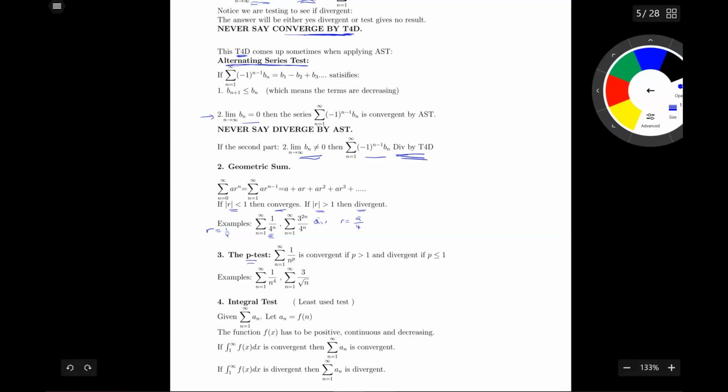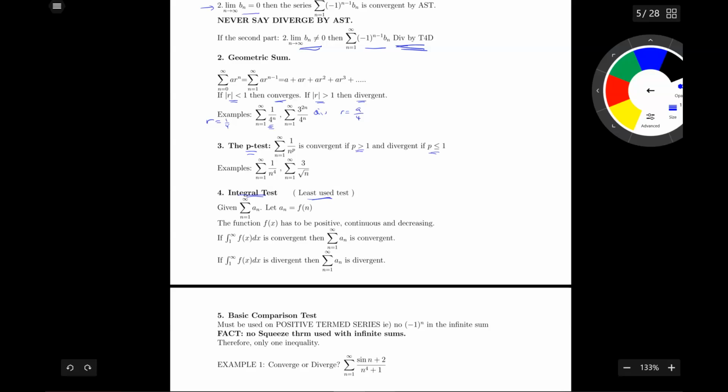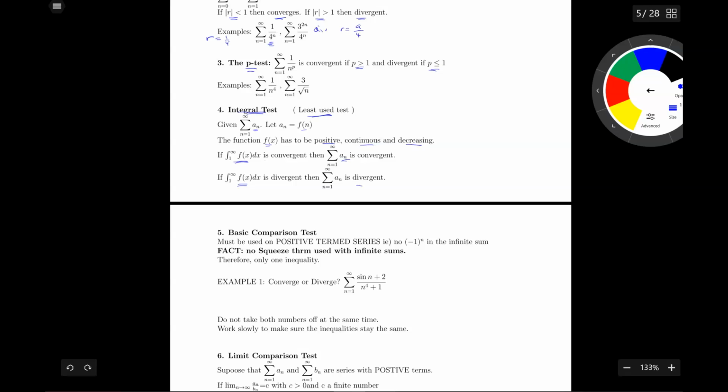All right, p-test. We love the p-test, so make sure you've got it straight. If p is bigger than 1, it converges. Smaller than or equal to 1 diverges. Integral test. It takes a long time to do the integral test, and this is the least used test, thank goodness. The function that we get from the a sub n has to be positive, continuous, and decreasing. And if I know that the integral converges, then the sum converges. It doesn't add up to what the integral converges to. If the integral diverges, then the sum diverges.